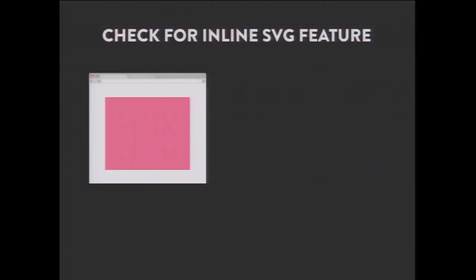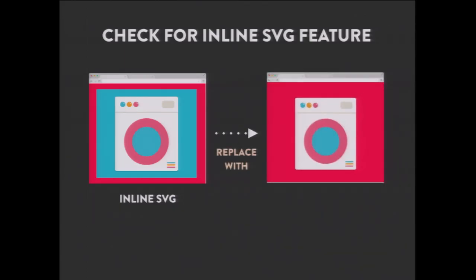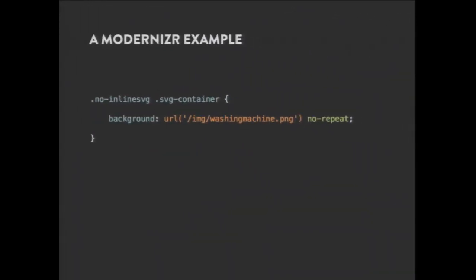So one is using Modernizr to check for inline SVG. And if there's no SVG, I'll simply replace it with a background, like it was a background SVG. And the sample code for that is just simply looking for the feature. Modernizr will chuck the class on there, and then I'll give it a PNG.